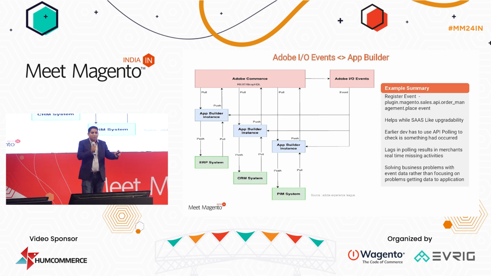But with the help of I/O Events and App Builder, you don't need to do this. That will be done by I/O Events itself. When someone places an order on your portal, I/O Events will grab that event. It will identify which app and which App Builder instance the data belongs to, and send the data to that particular app so that your communication will be smoother. And that's where it helps with SaaS-like upgradability, because it is outside of your Adobe specs.